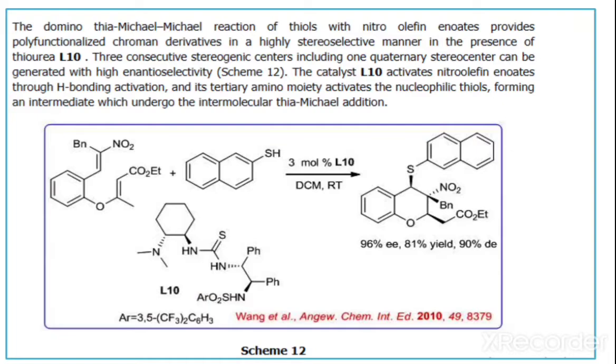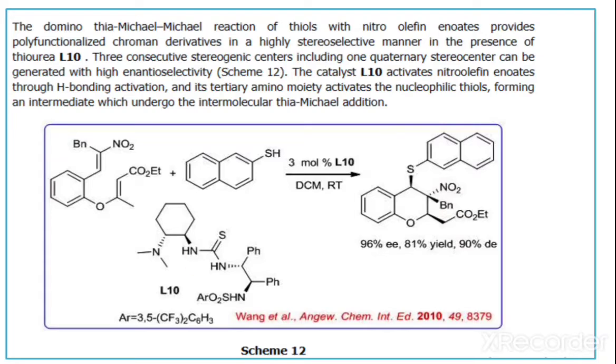Now the domino thia-Michael reaction with the nitroolefin. That means this nitroolefin enolate provides the polyfunctionalization of chromane derivatives in a highly stereoselective manner in the presence of this thiourea, that is the L10 organocatalyst. Three consecutive stereogenic centers, that means this one, 1, 2, 3, including the quaternary stereocenter, can be generated with high enantioselectivity.